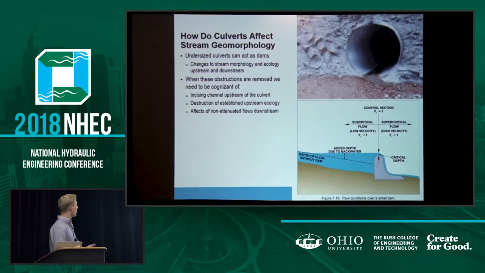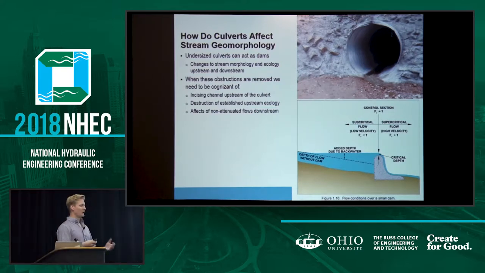So how do culverts affect your stream geomorphology or what's going on in your system? As I mentioned at the top, a lot of times these undersized culverts can end up acting like dams. This great graphic from HDS-5 shows that same occurrence. When you have an undersized culvert, it acts as a dam, so you get flow attenuation and changes to your upstream and downstream ecology based on how it's changing the flow regime.